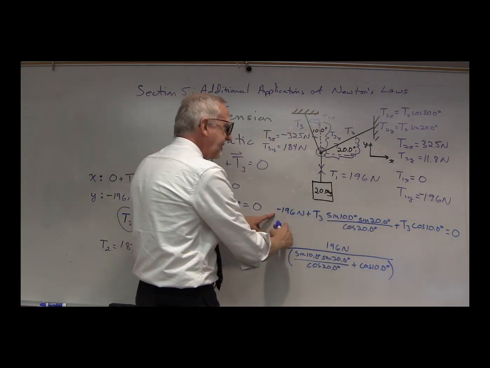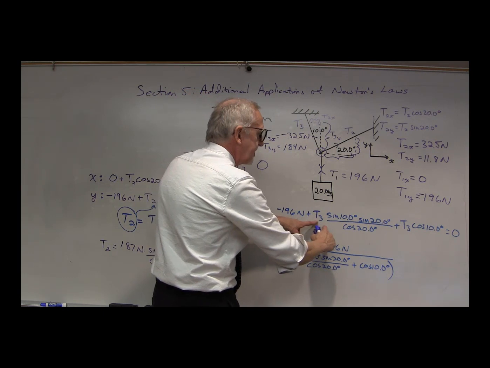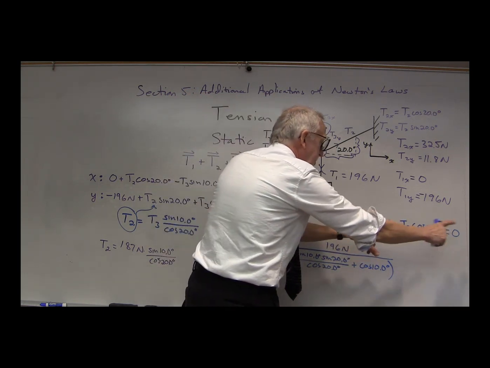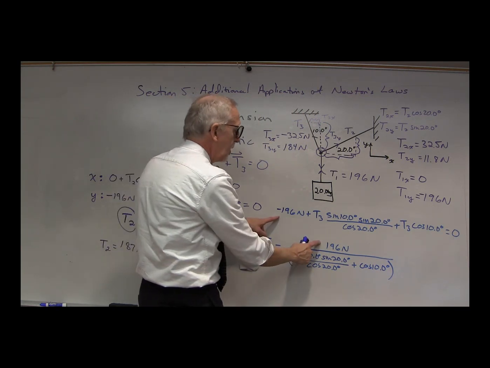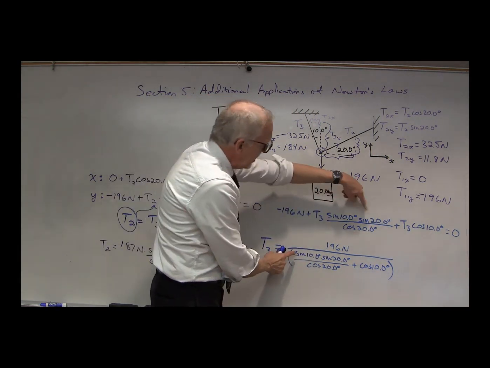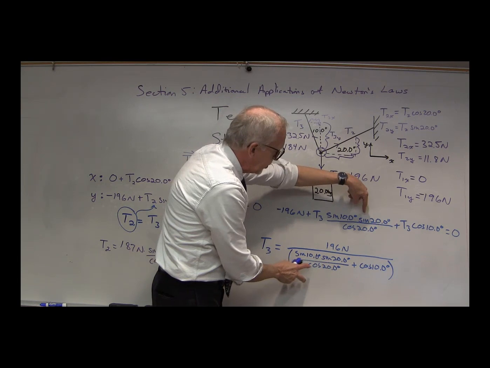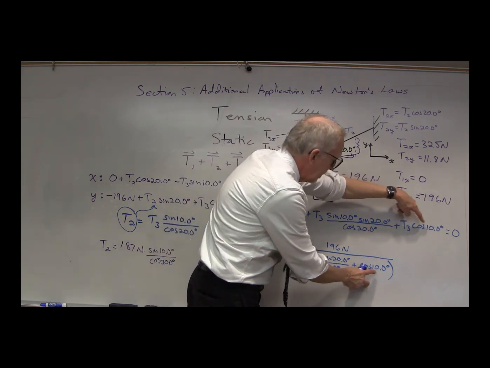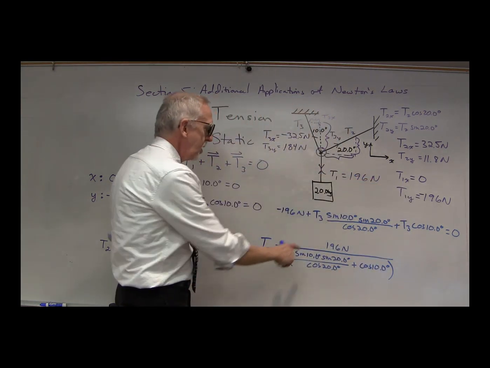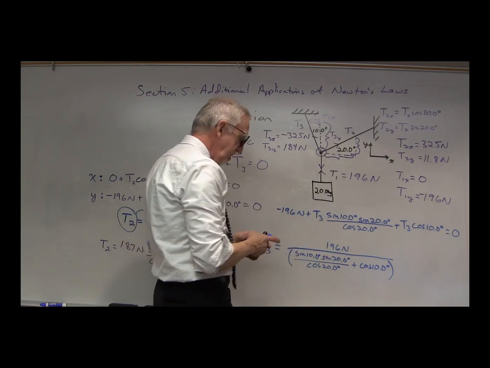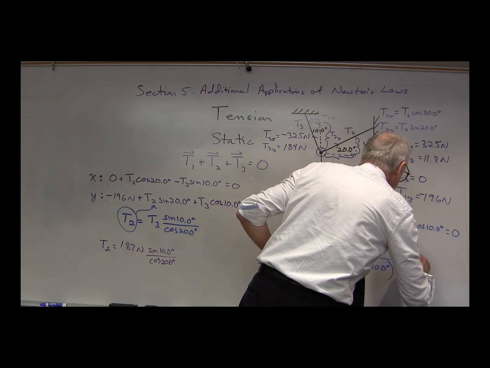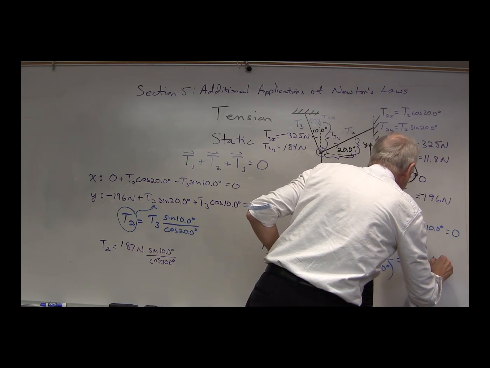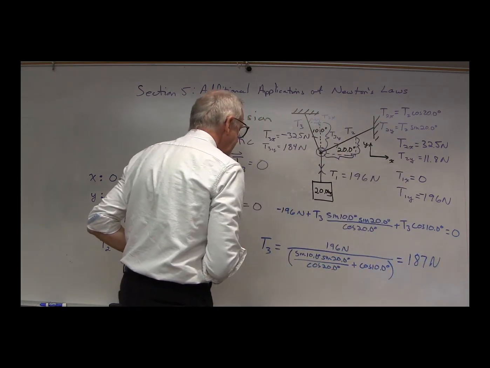Let's bring the 196 to the other side. We can factor off a T3 and divide by this horrible trigonometric thing, and what do we get? We get T3 equals 196 divided by this whole thing, sine 10 sine 20 divided by cos 20 plus cos 10. There we go. Multiply, divide all this out, and what do we end up with? We end up with 187 newtons. And that is T3.